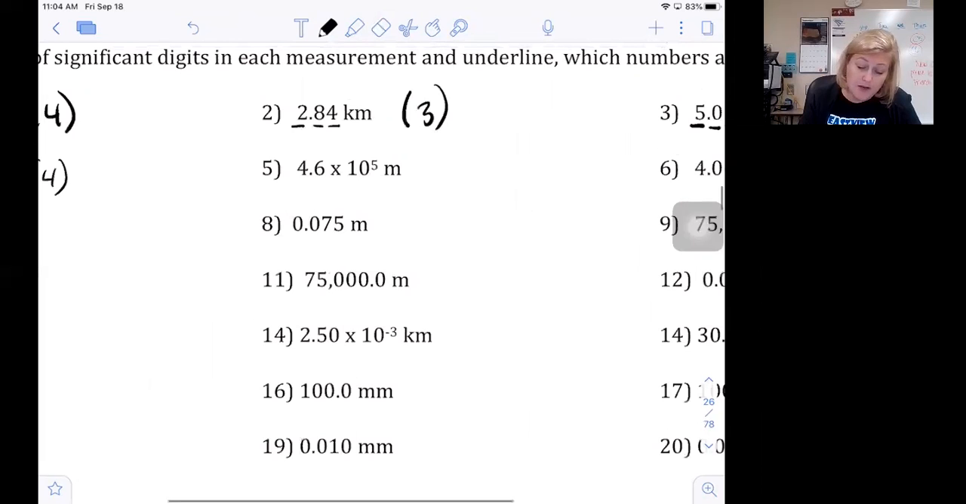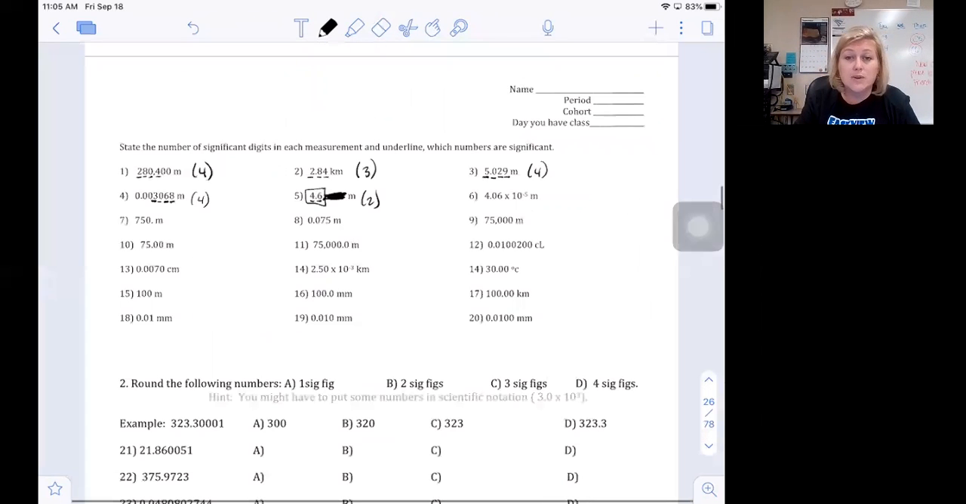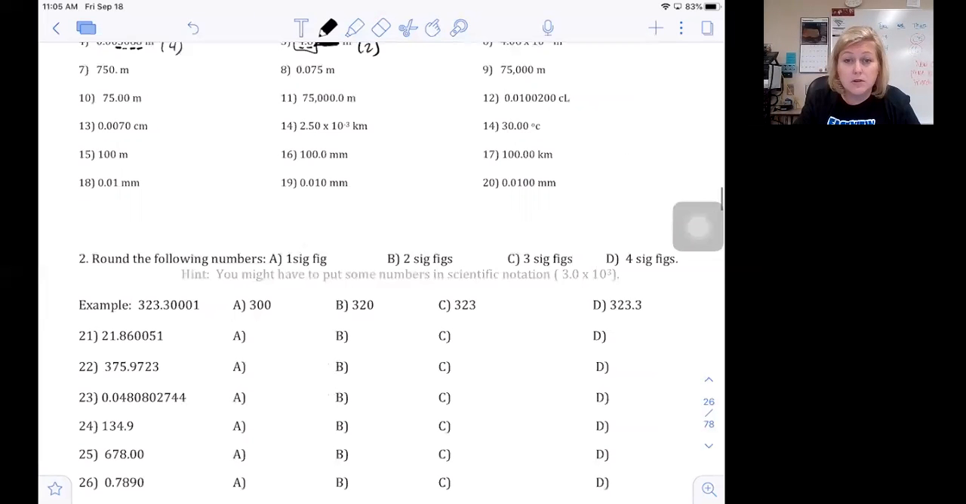Here, a number that is in scientific notation, you simply ignore that scientific notation, pretend that it doesn't exist, and you only look at the coefficient, that number out in front. Those 2 count because they're not zeros, and so you have 2 significant figures, okay? So that's how you do the beginning. I'm going to let you finish the rest and turn those in for homework, okay?